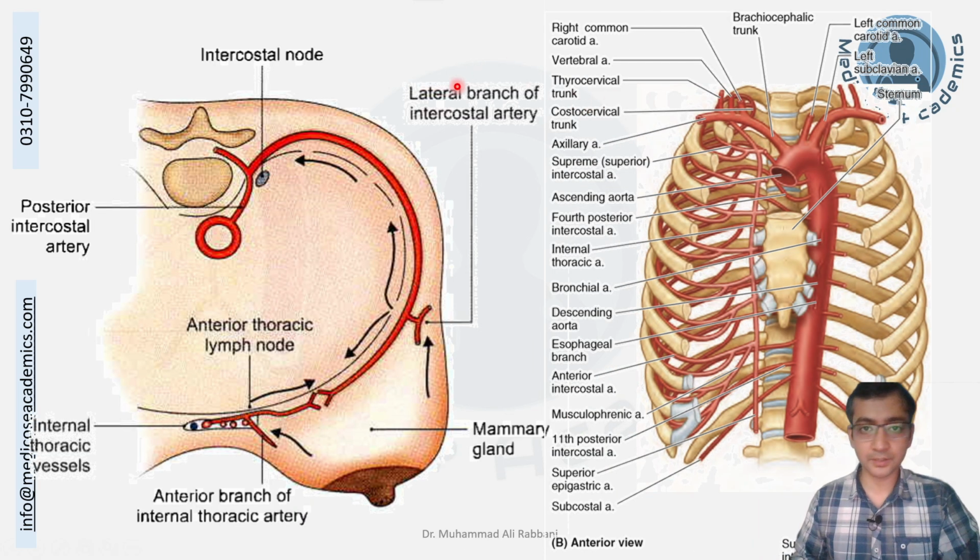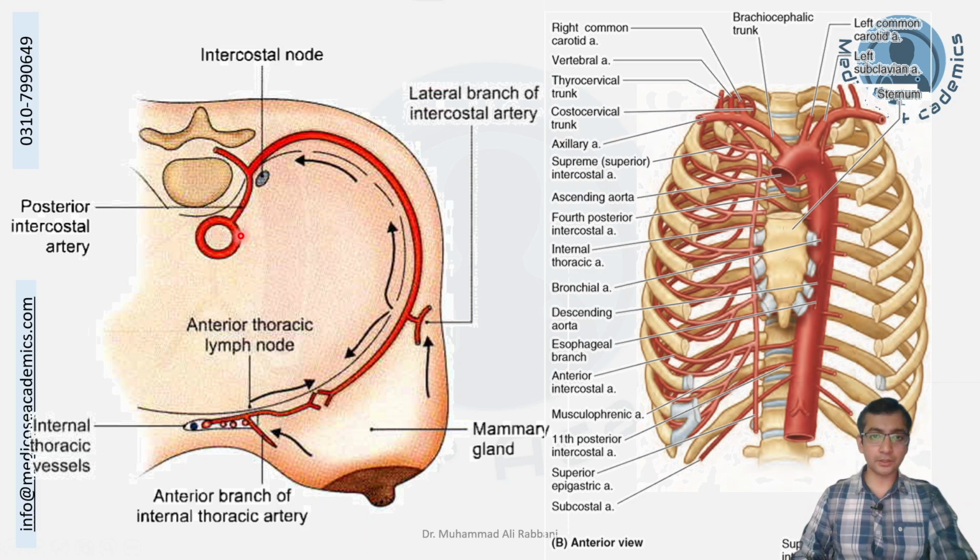Let me show you an easier picture here. So the aorta gives branches, some go to the back, and the ones that go to the front are the intercostal arteries.